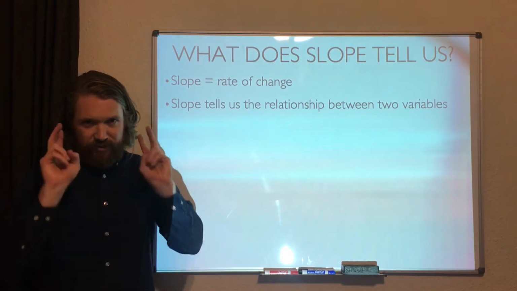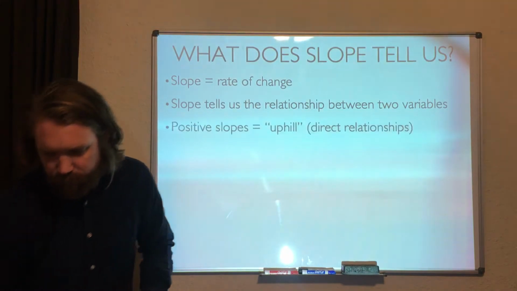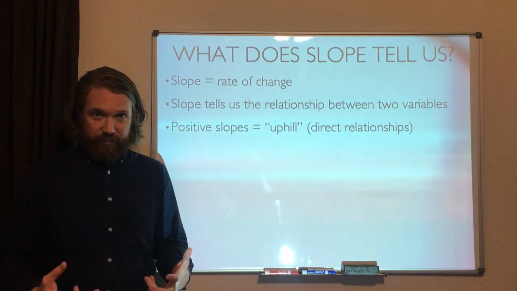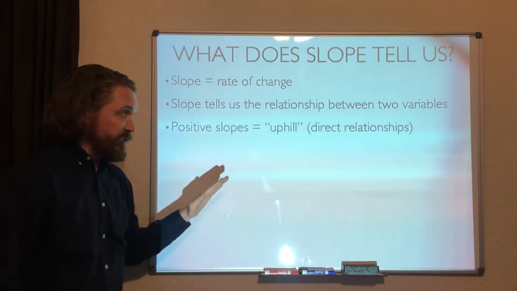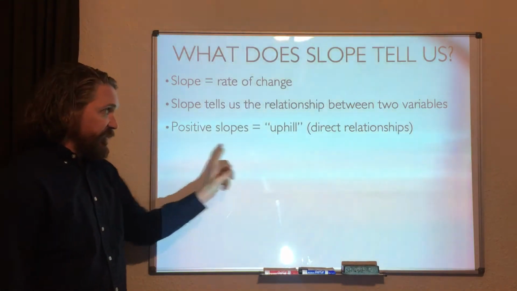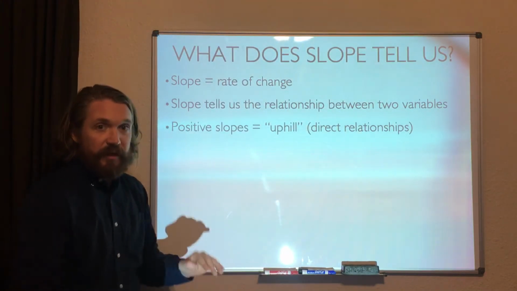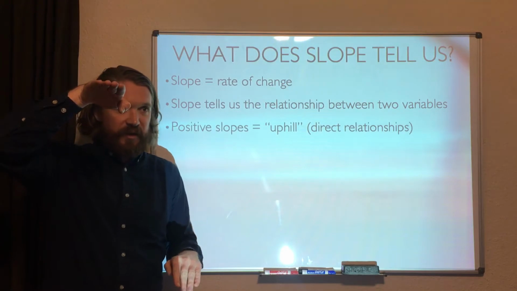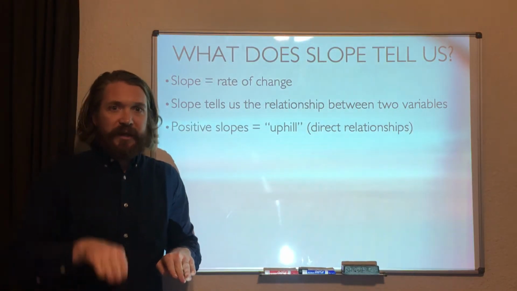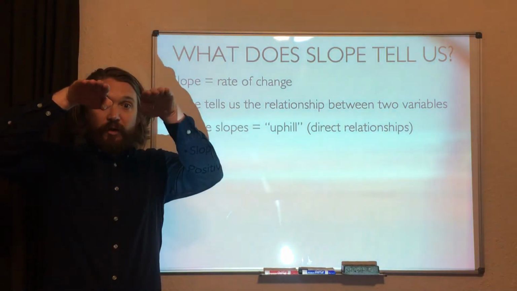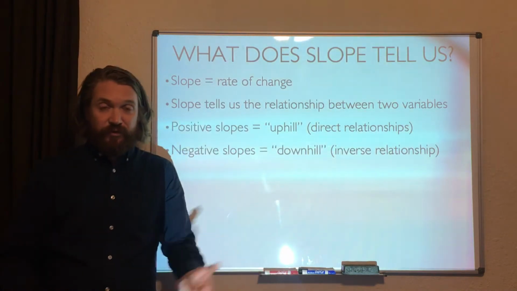Now, remember, there's two types of relationships we talked about last class. The first one was a direct relationship. When we see an uphill slope, when it's going uphill, that's called a positive slope, and that is a direct relationship. So when one variable increases, it makes another variable increase. The more water you give a plant, the more it's going to grow, right? And the opposite of that is also true.